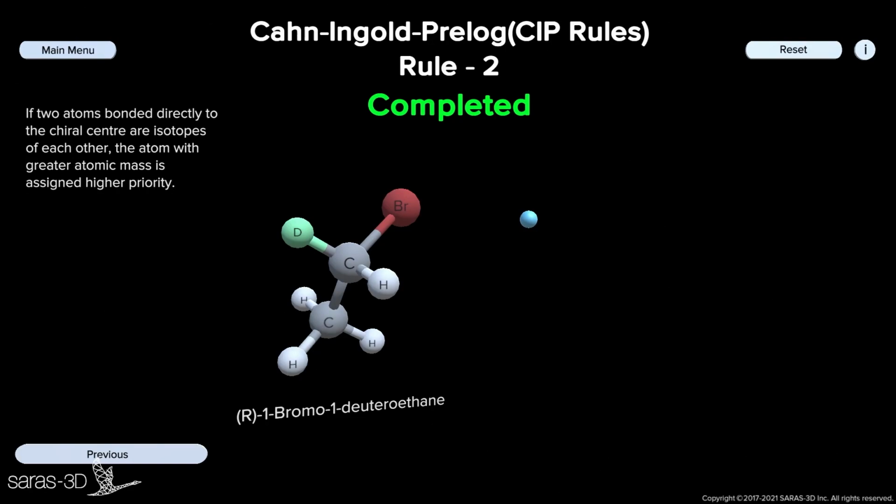Now in case the electron pair is present, the electron pair is always assigned the least priority, even lower than hydrogen, because as per the rules we are assigning the priority based on the atomic number, and atomic number is the total number of protons present in an atom. So if the electron pair is present, it will be assigned the least priority, even lower than hydrogen.